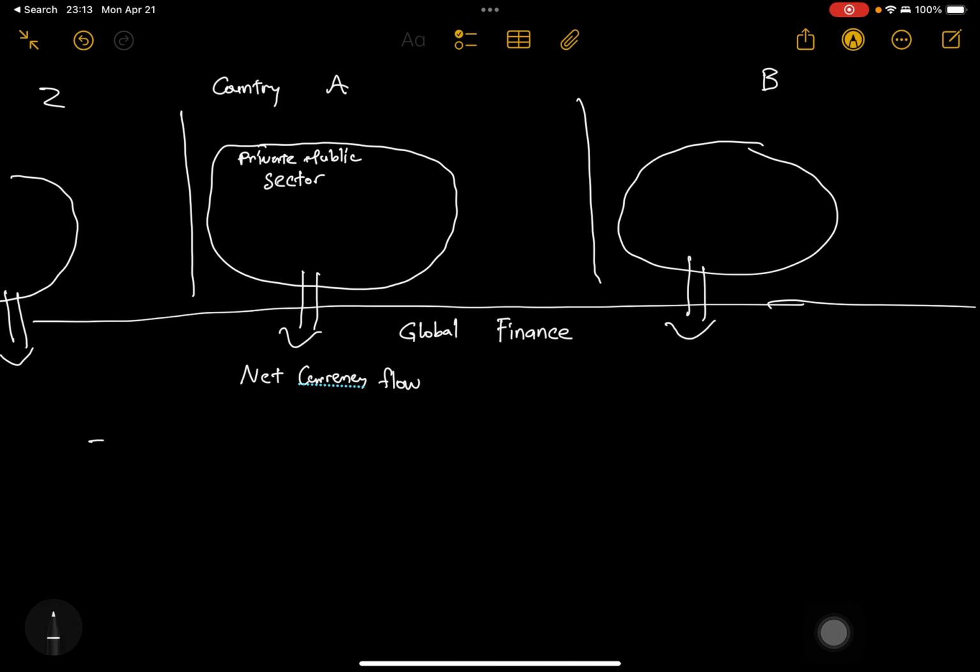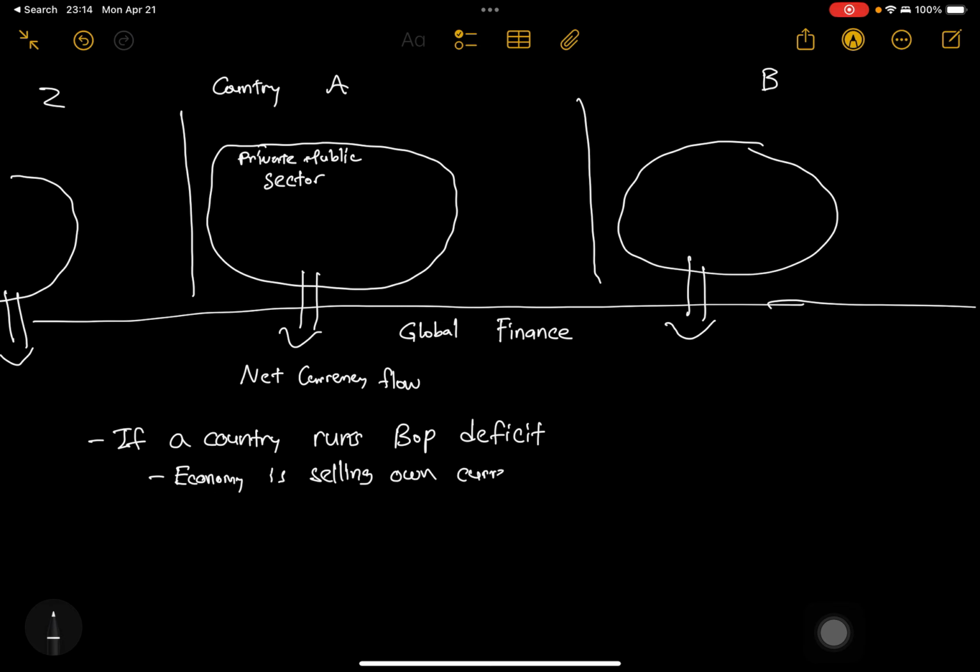And approximately, if a country runs a balance of payments deficit. Right. What does that mean? It means the economy is selling their own currency, and finance is accumulating it.